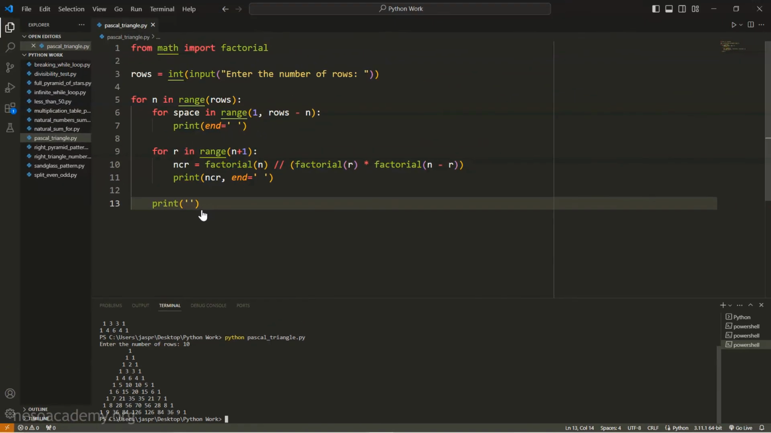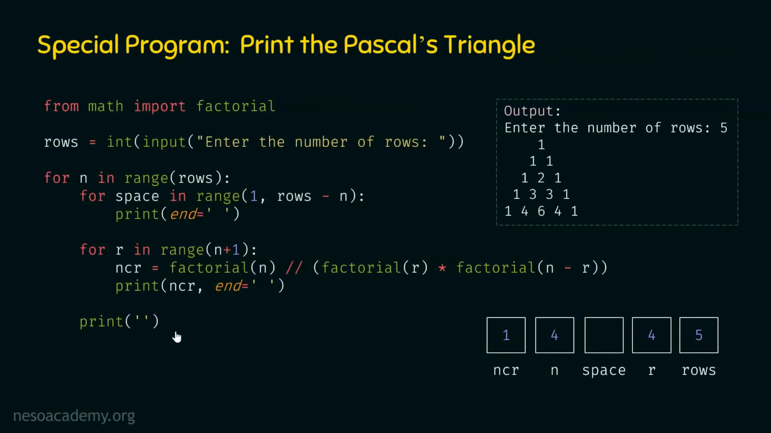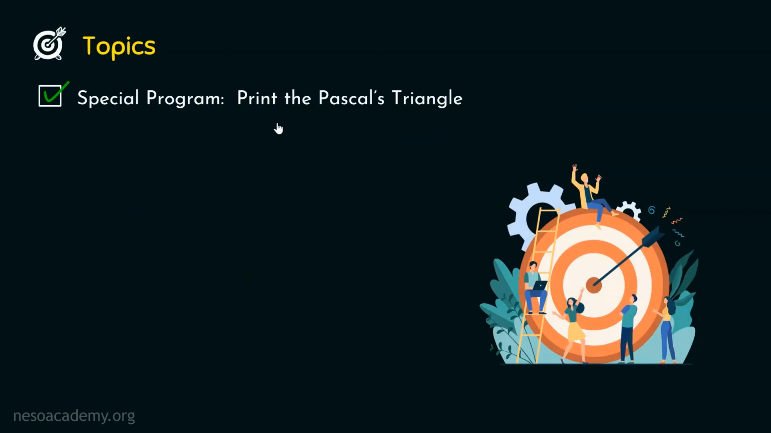Now let's get back to our presentation. So we have verified this program in Visual Studio Code, and we got the correct outputs as well. So now we can say that we are done with this topic, and this means that we are done with this lecture.